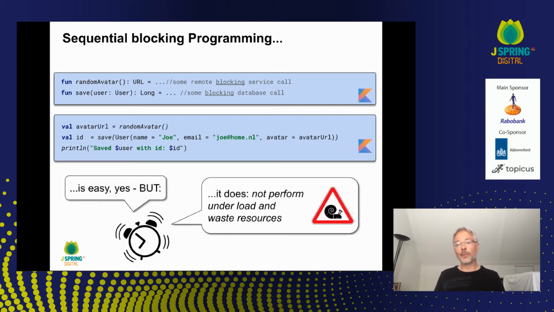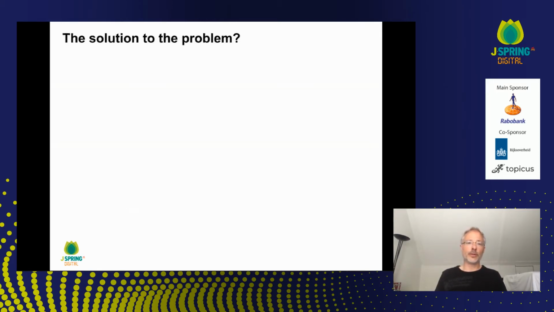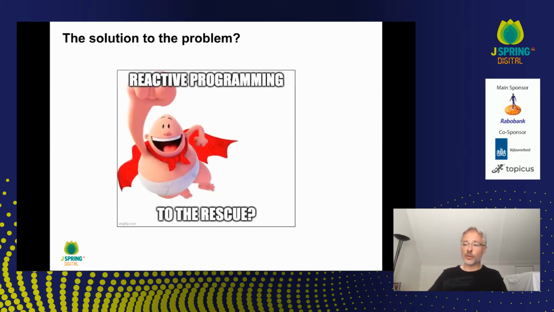So this problem of this piece of code is not new in that sense. Some years ago, they realized that we need to do something about it. And they came up with a solution. And this was the solution. Reactive programming. Yesterday we had a beautiful talk about the reactive manifesto. And the question is, was this really to the rescue? Did this solve our problems?